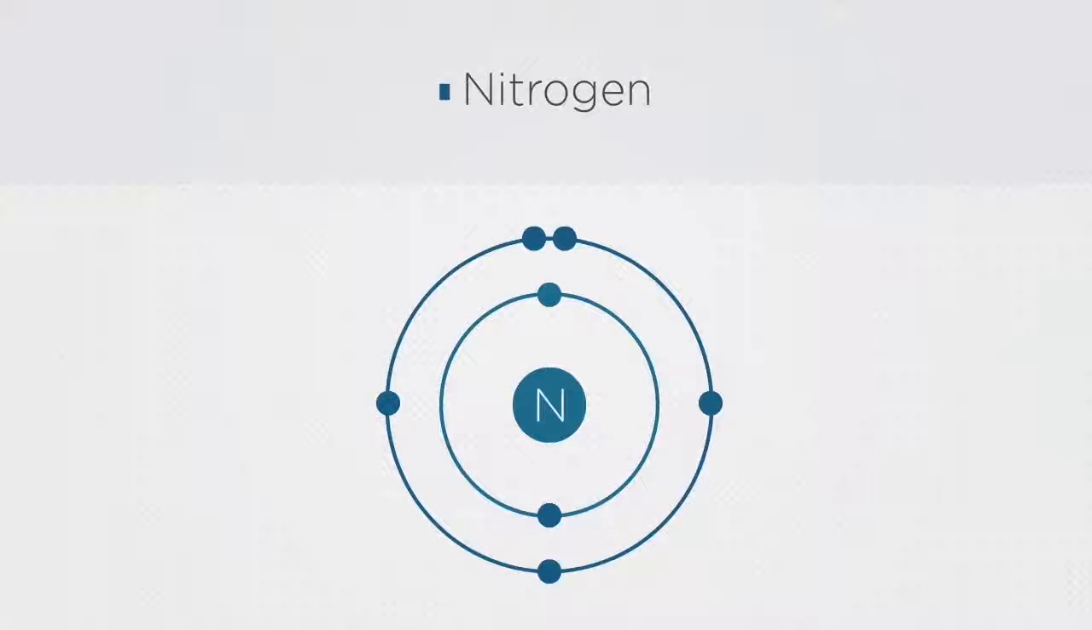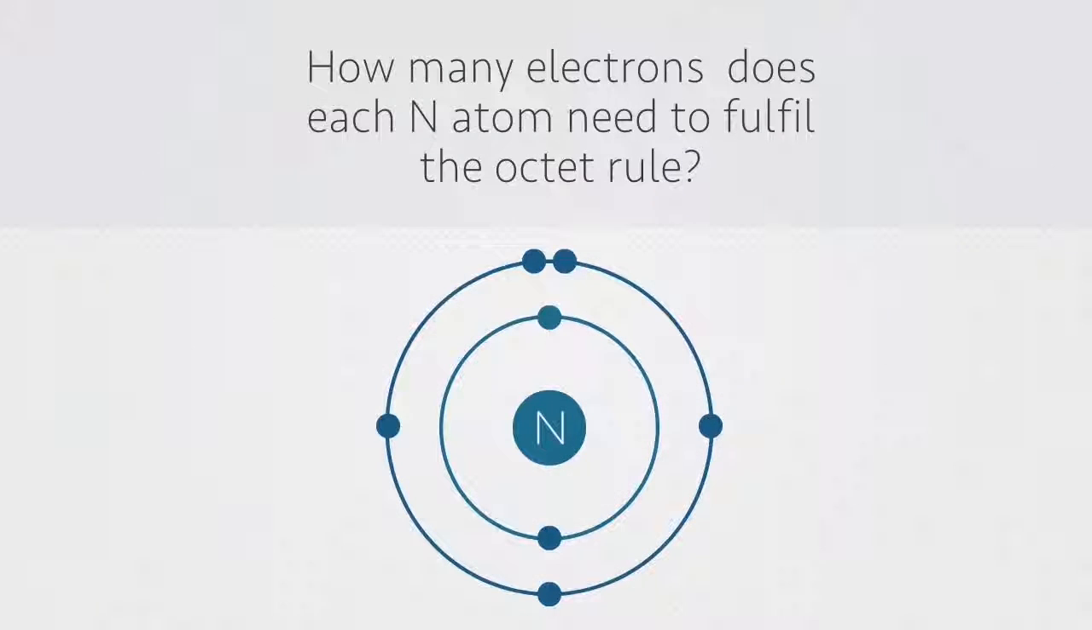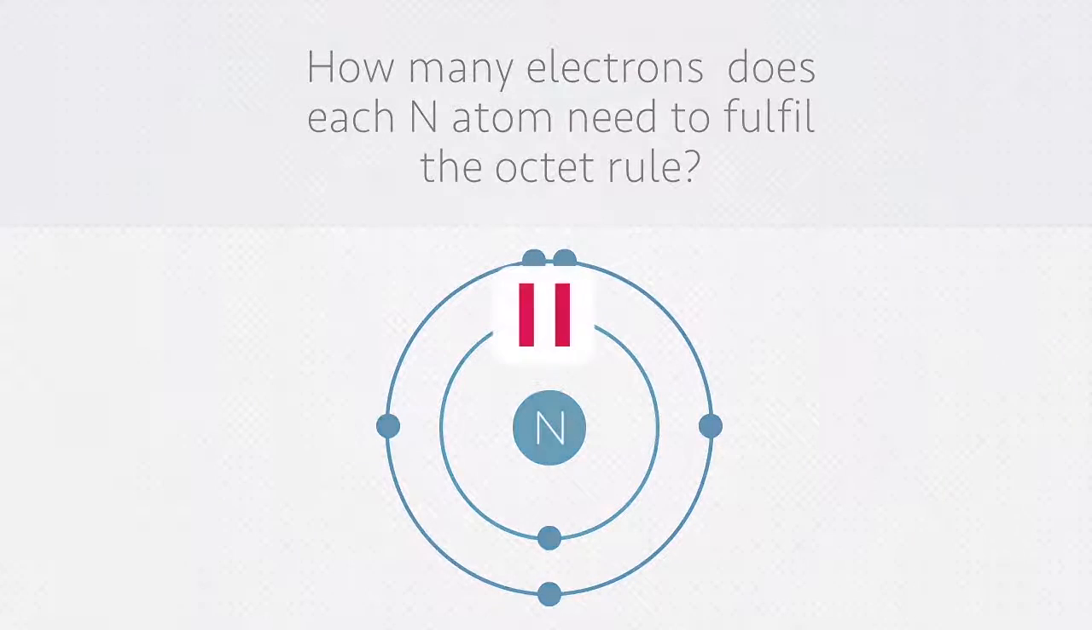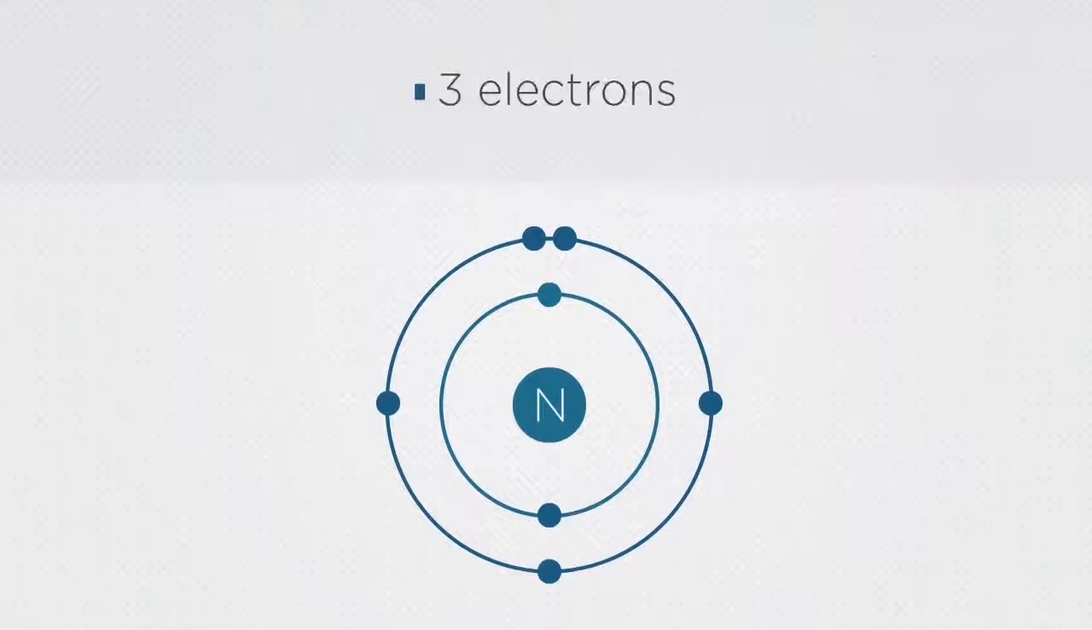Each of the nitrogen atoms has 5 electrons in their outer shells. How many electrons, therefore, do you think each will need to share to fulfill the octet rule? Pause the video and continue when ready. If you said that 3 electrons are available to form a shared pair, you'd be correct.